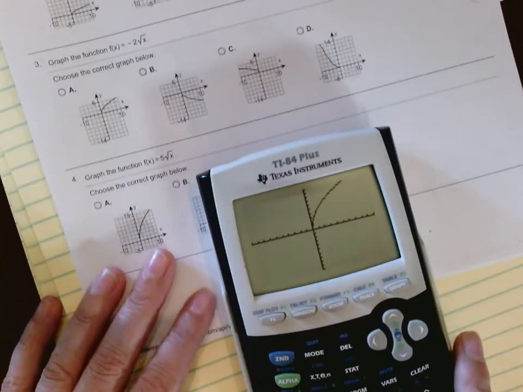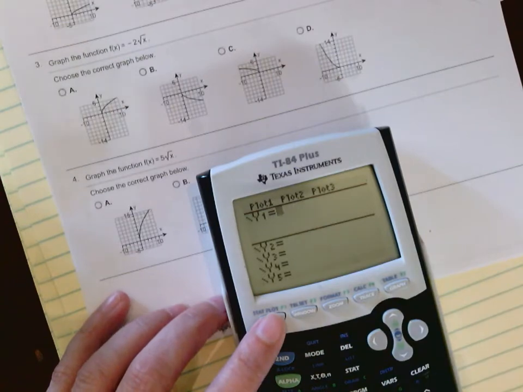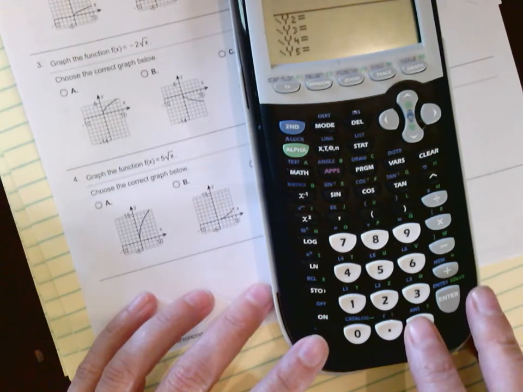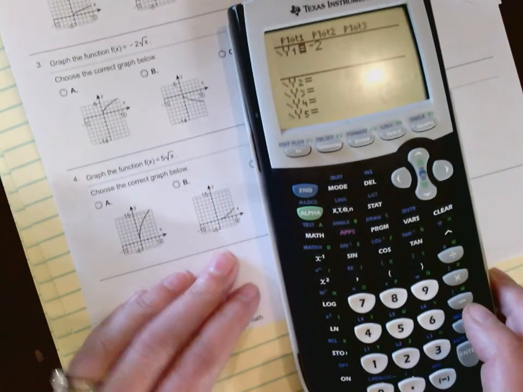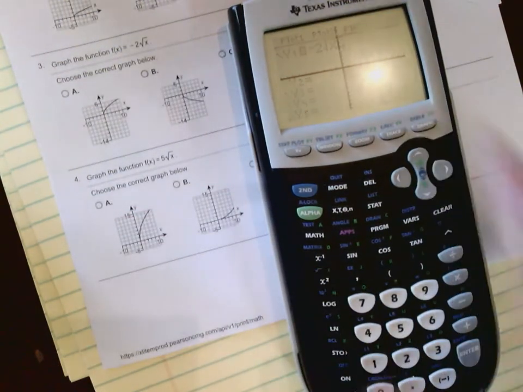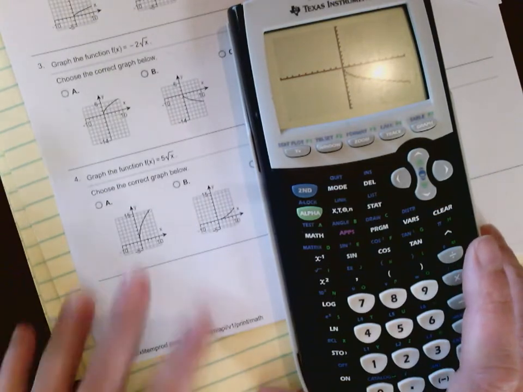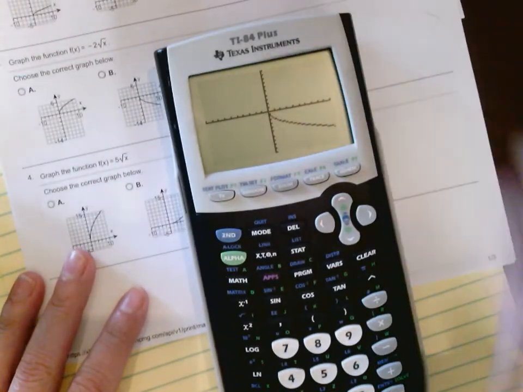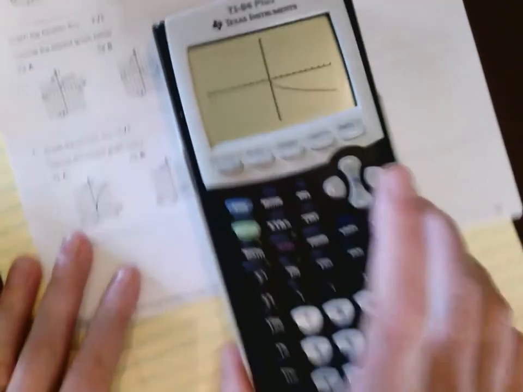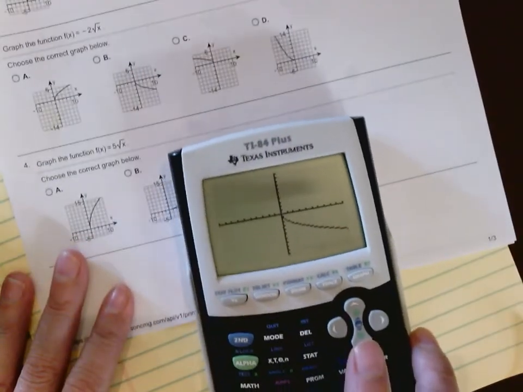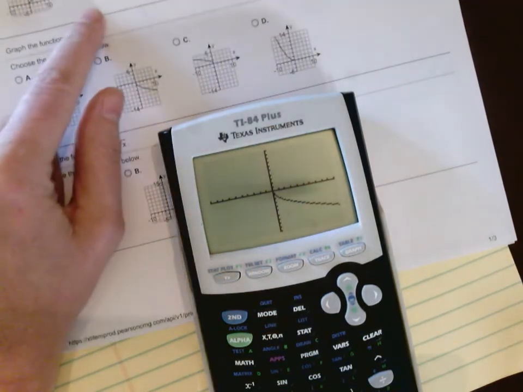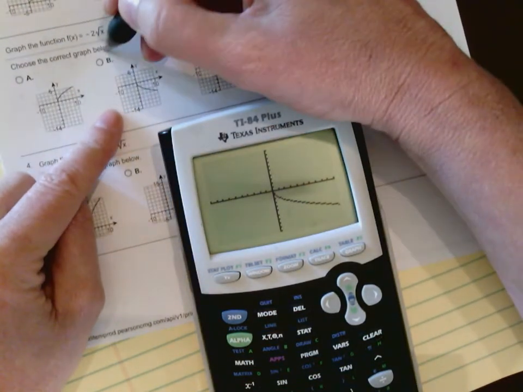All right, number 3, let's look at what putting the negative 2 in front of that square root symbol looks like. So I'll just type in negative 2 square root x, and graph that. Let's see what this one looks like. So the negative 2 reflected that across the x-axis, or we could say just flipped that square root shape upside down. So let's look at which one of these graphs best matches ours. The only one that reflected the square root shape across the x-axis is this B one.